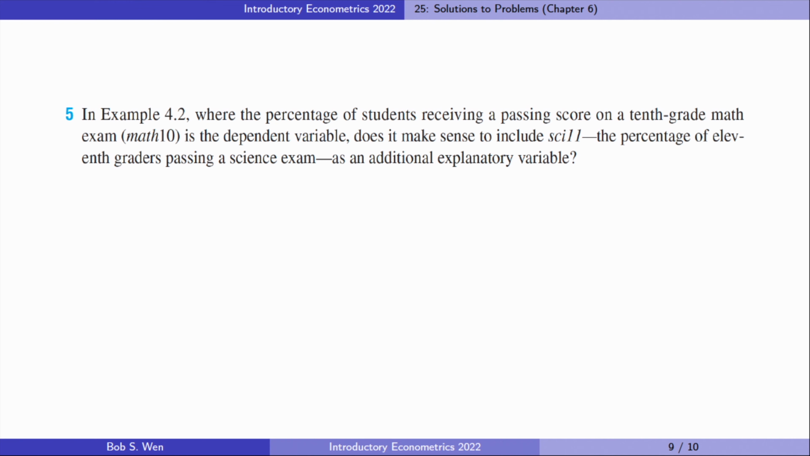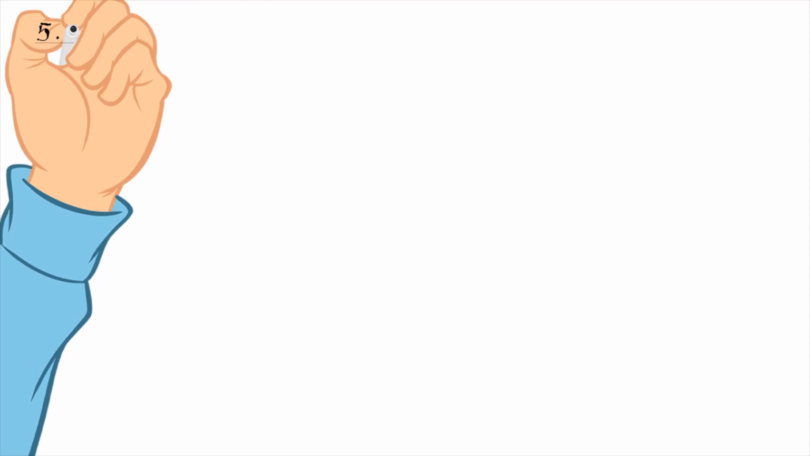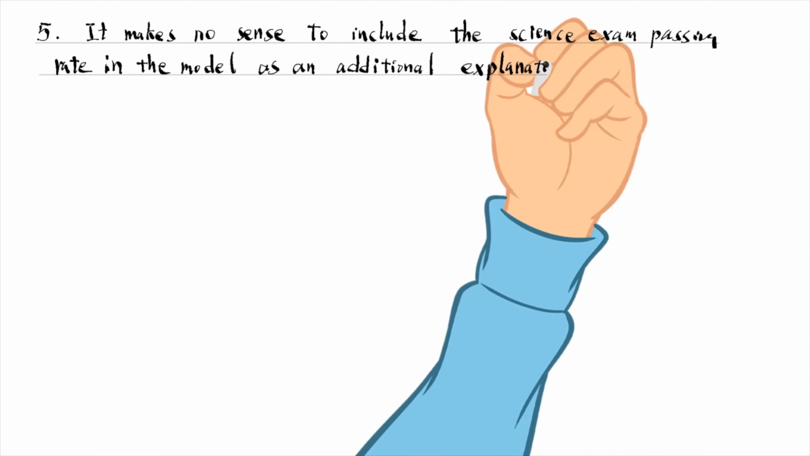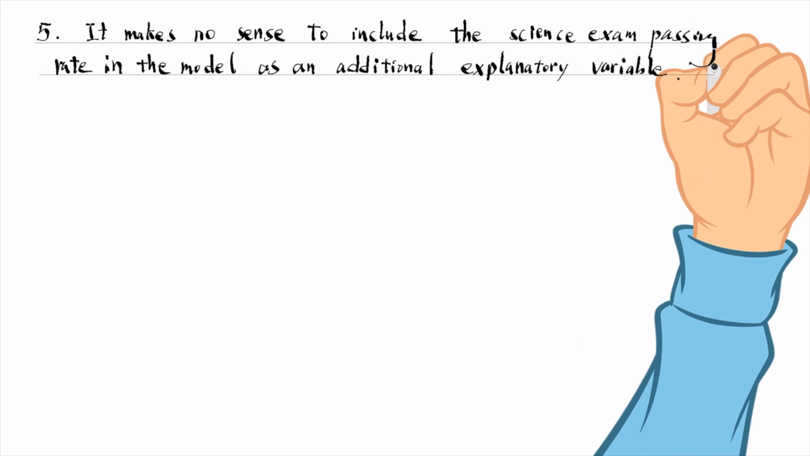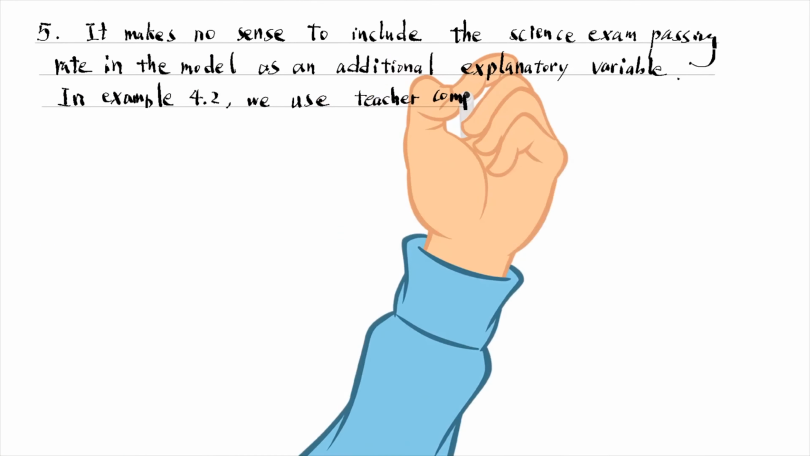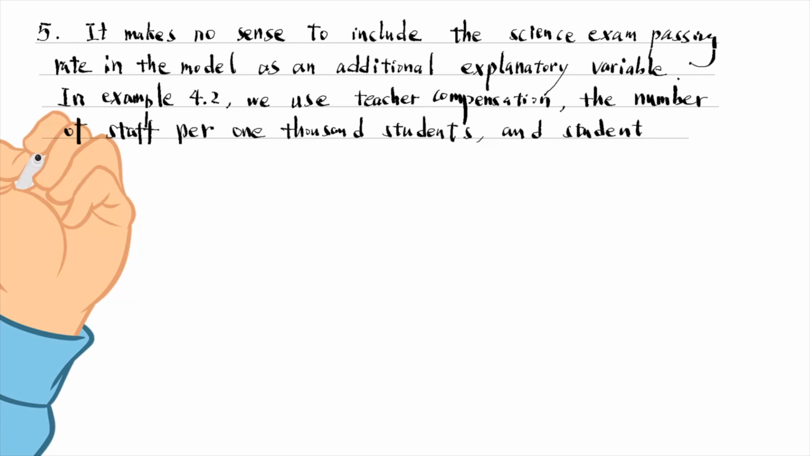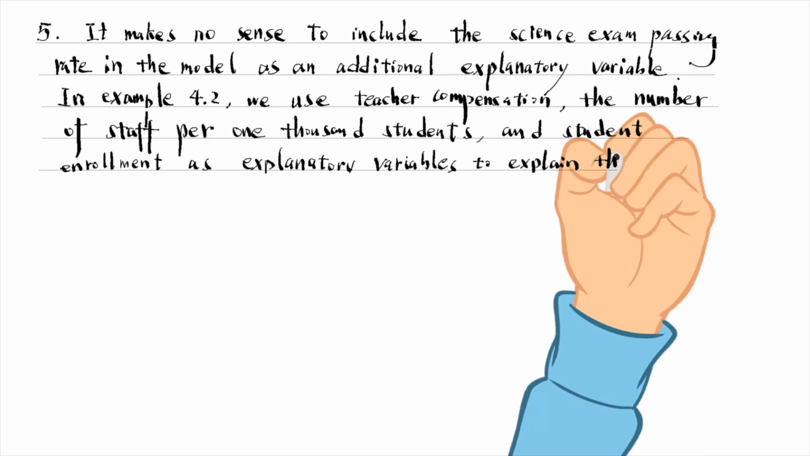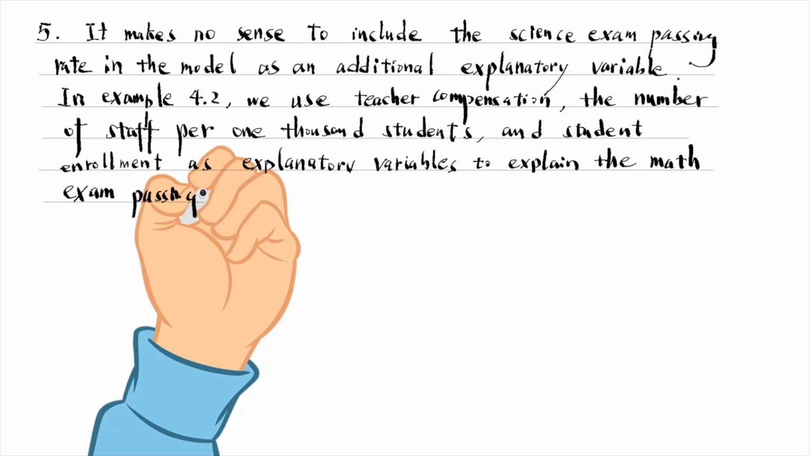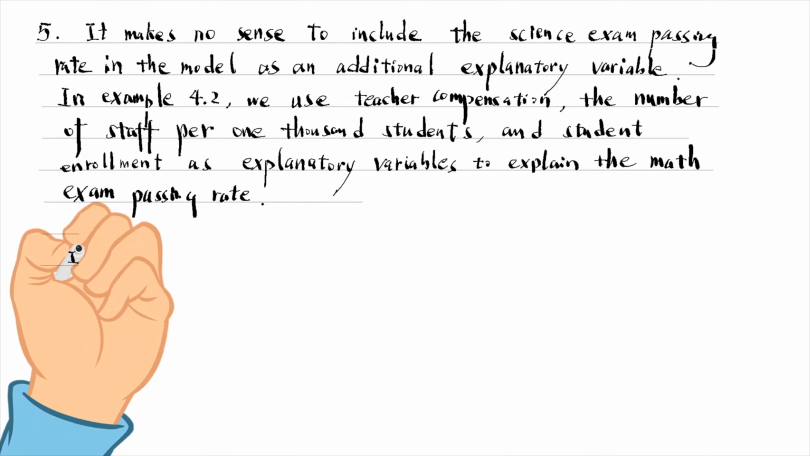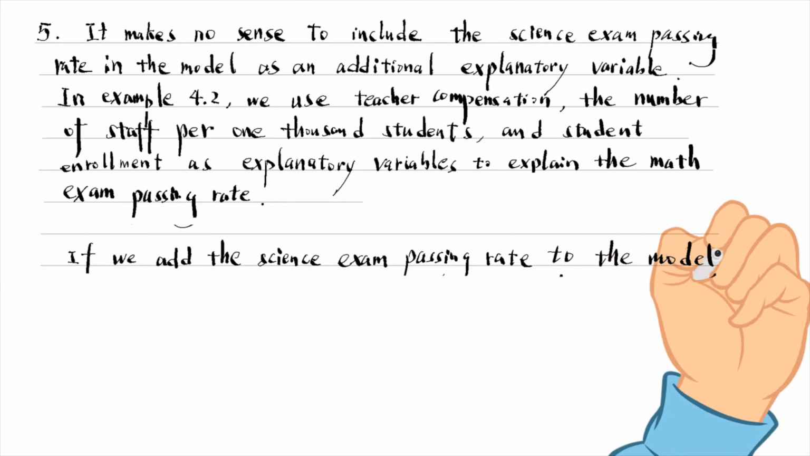Let's do the fifth problem. It makes no sense to include the science exam passing rate in the model as an additional explanatory variable. In example 4.2, we used 3 explanatory variables: teacher compensation, the number of staff per 1,000 students, and student enrollment to explain the math exam passing rate. If we add the science exam passing rate to the model, it leads to the over-controlling problem.